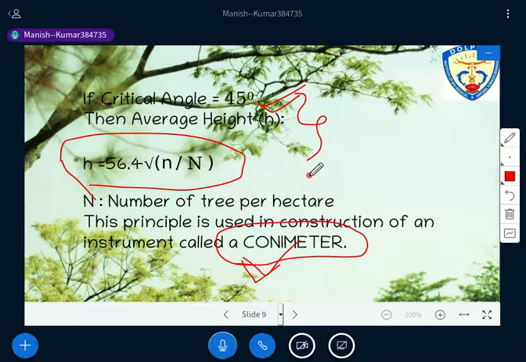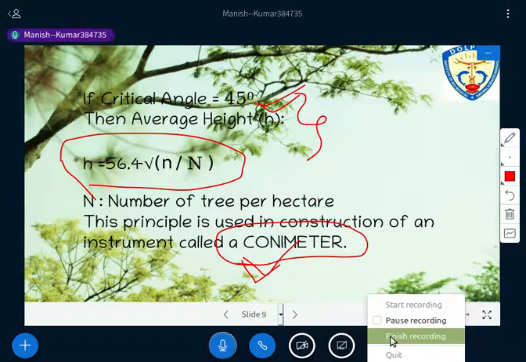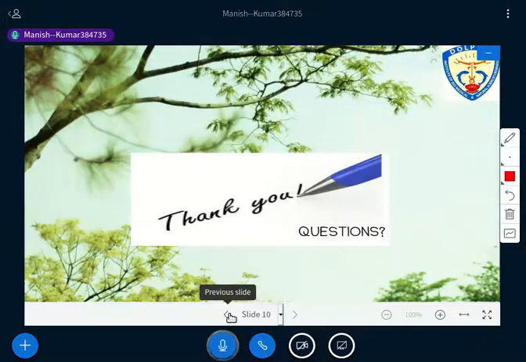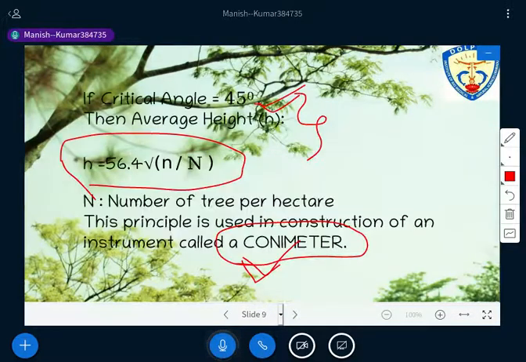So this is all about vertical point sampling. That's why I told you it is a very small concept that we need to understand, and that's for academic purposes only. Is it okay? So this is all about vertical point sampling. Now if you people have any kind of question, you can ask.